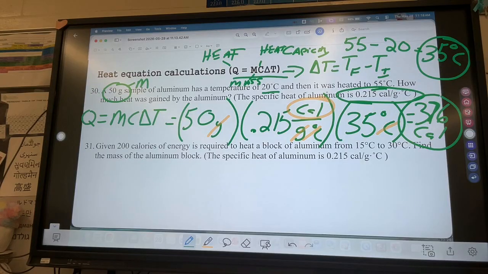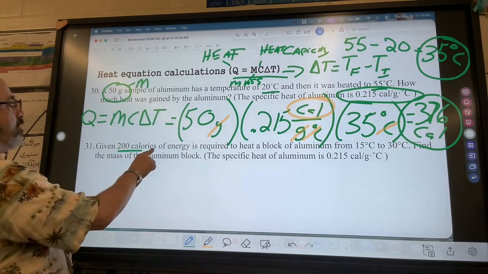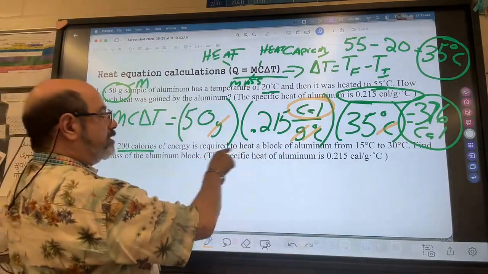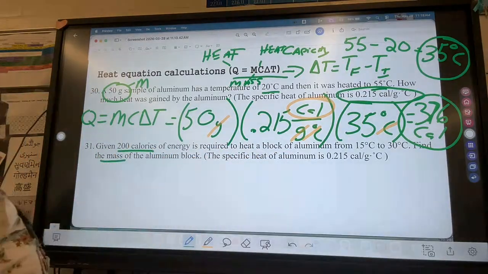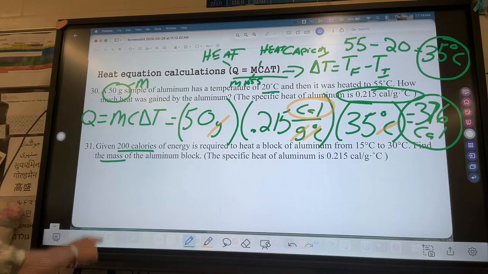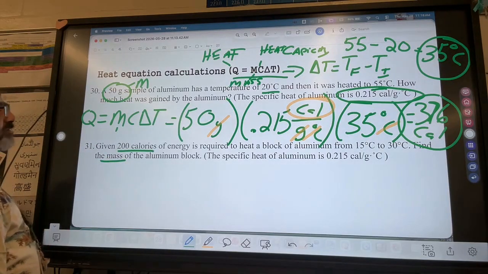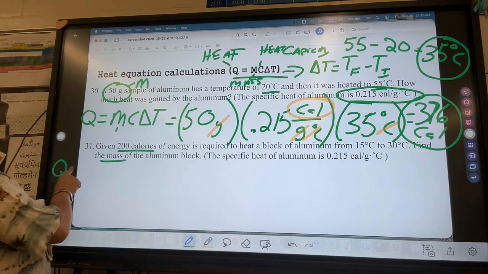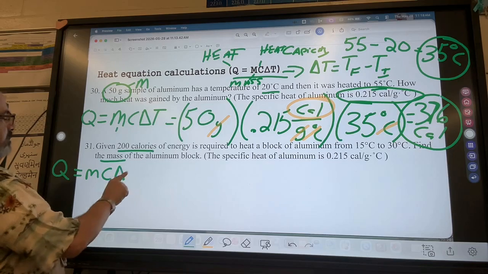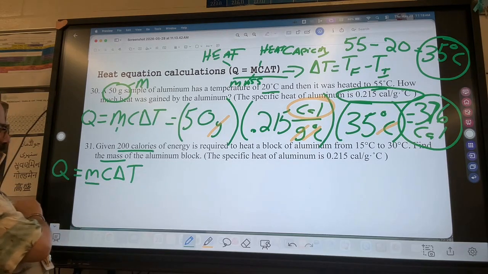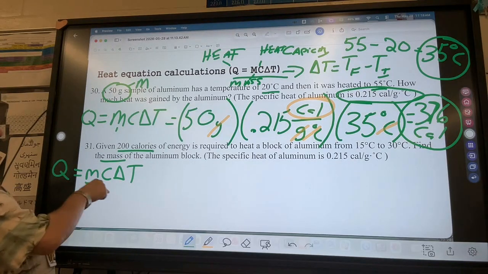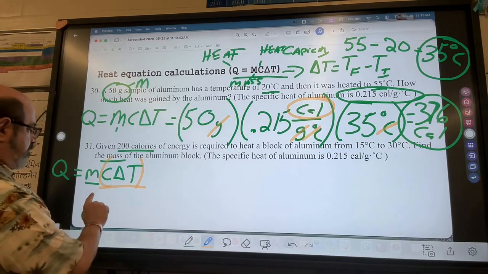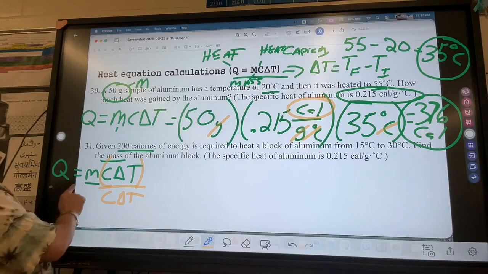The next one, same thing. We have, oh no, we're given calories. So now we got to figure out what is the mass. So now we have to find the M, which means we have to use our algebra first. So if we have Q equals mc delta T, we need to find the M. So we need to get rid of the C delta T. The way we do that is we divide both sides by the C delta T.